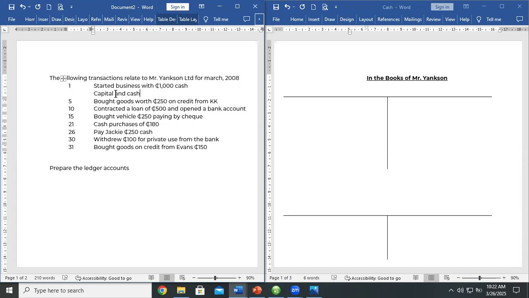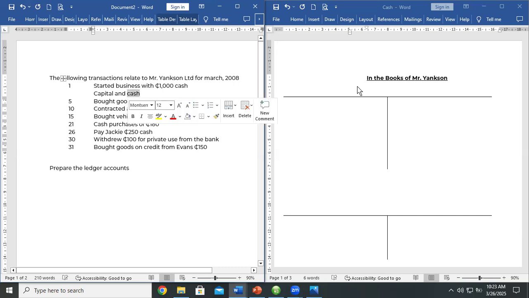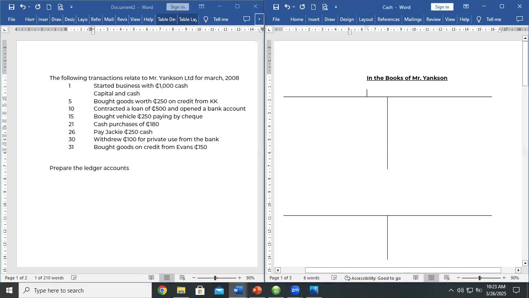The capital defines the resources that the owner has invested, and the cash tells us the particular resource that was brought into the business. So we have capital and cash. So for the sake of Salom and Ima, anytime you see the owner started a business or the owner introduced an asset, the two accounts are capital and the asset. But most of the time, the asset is given specifically. So in this question, the asset given is cash. So we are going to open the two accounts for this element, capital and then cash.